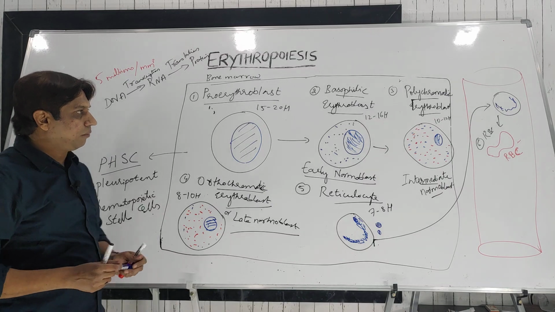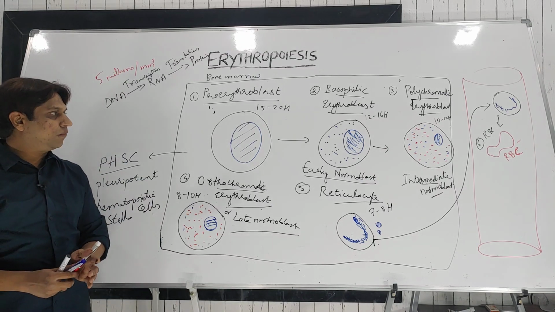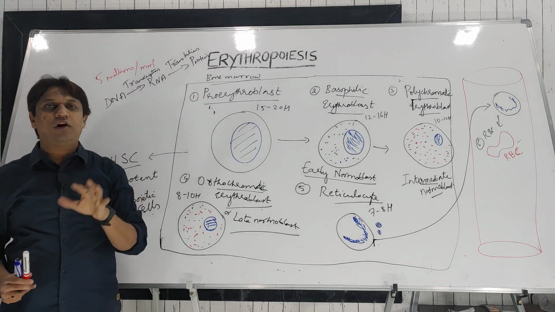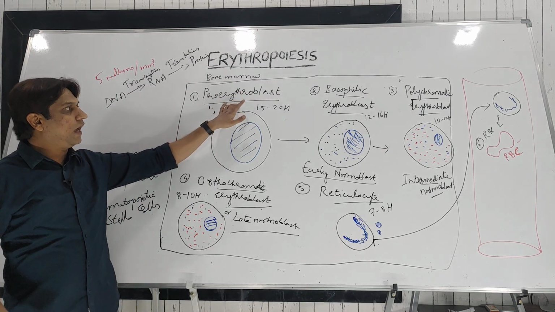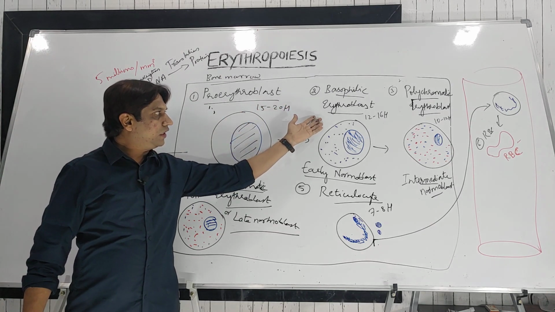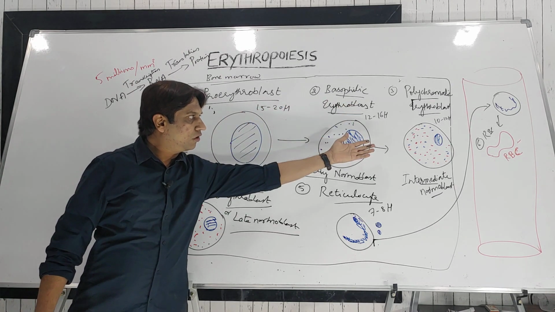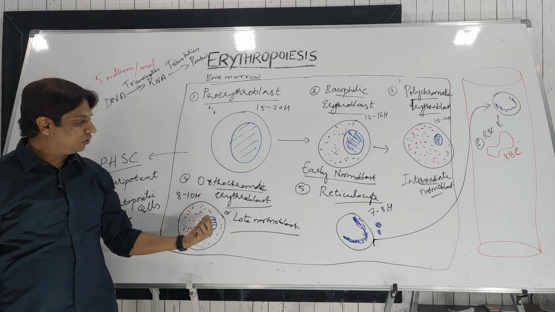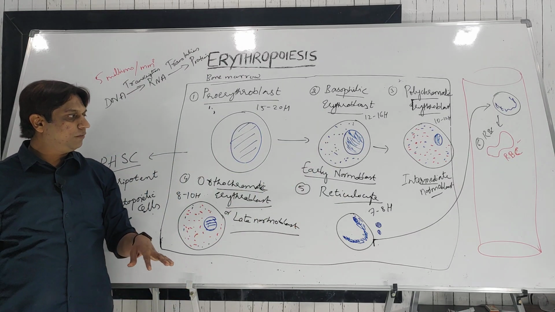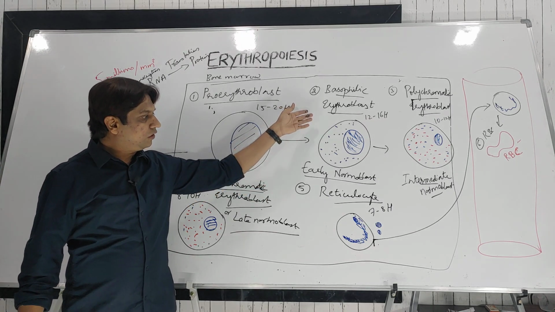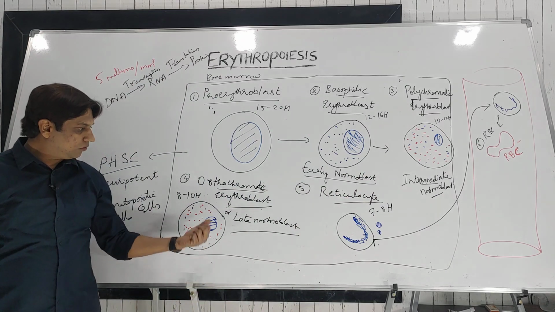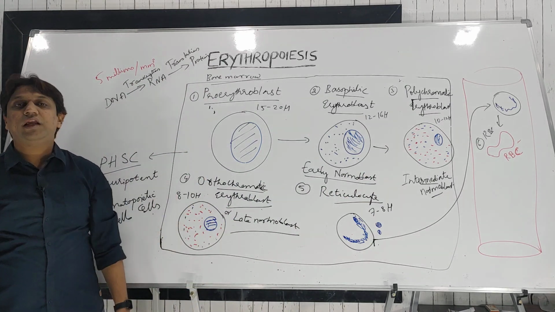Just to summarize the stages of erythropoiesis. The first immature cell from the colony forming unit erythroid series is the erythroblast. It's a larger cell. Then it gets converted into basophilic erythroblast, then polychromatic erythroblast, then orthochromatic erythroblast, and reticulocyte, and finally mature RBC. The basophilic erythroblast is also known as early normoblast, polychromatic as intermediate normoblast, and orthochromatic as late normoblast.